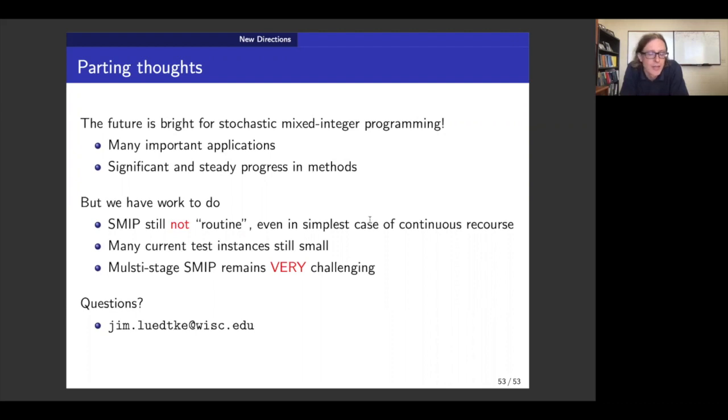One of the needs I see for our community is to expand the size of our test instances. Many of the publicly available test instances are too small to be that interesting for showing that we can solve real world size problems. So that's something we need to work on. And finally, I didn't mention anything in this tutorial about multi-stage stochastic integer programming, and that's really, really hard. That class of problems remains very challenging, and there's all kinds of interesting research to do, even just getting approximations for it. So I'll stop there, and I look forward to questions.